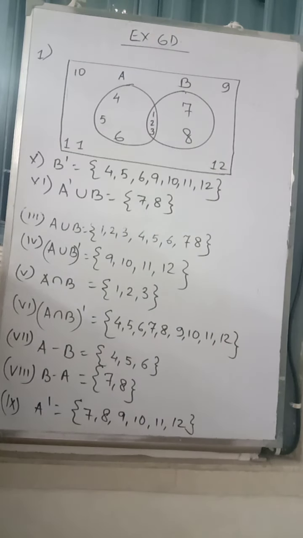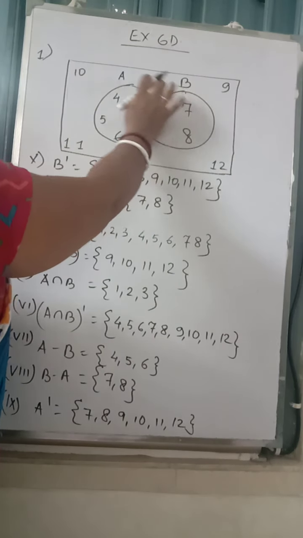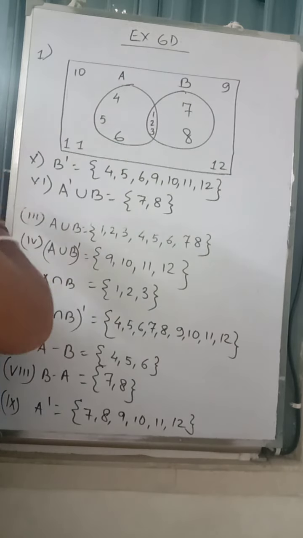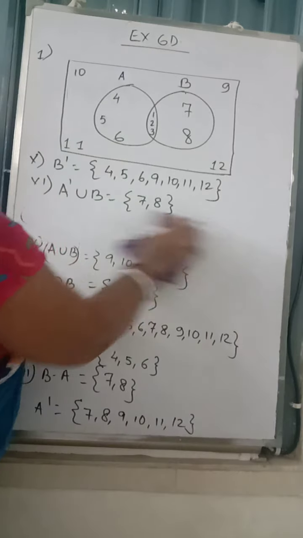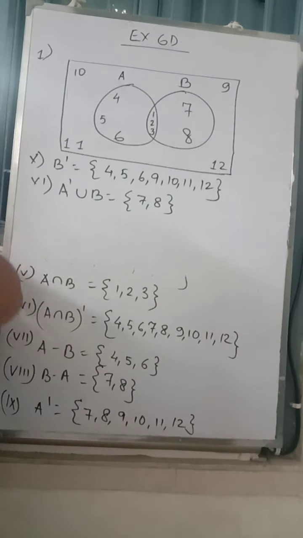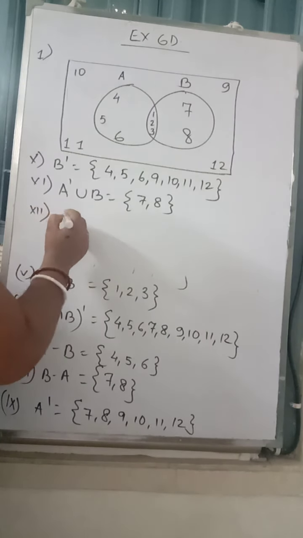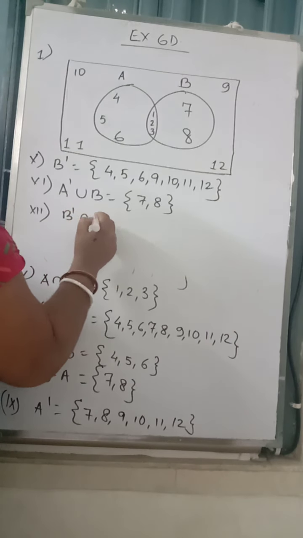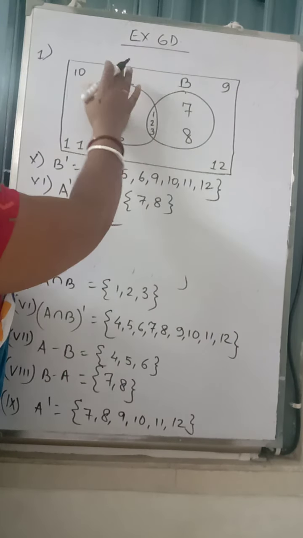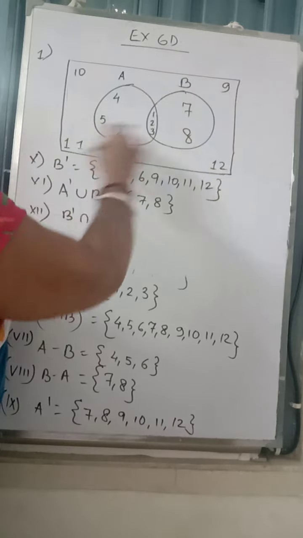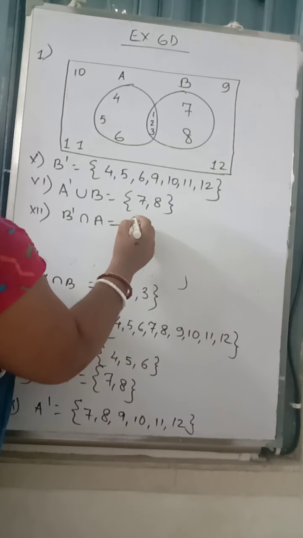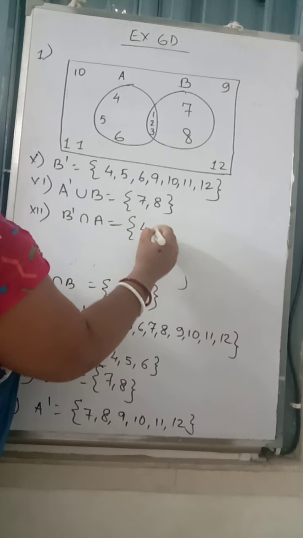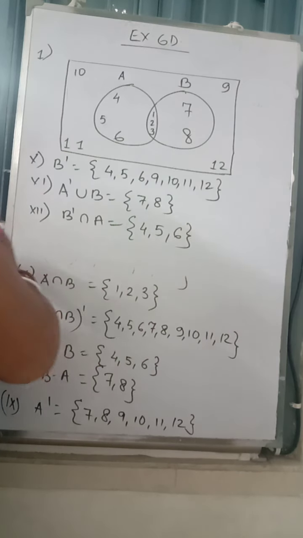B dash is 4, 5, 6 and 9, 10, 11, 12. Intersection A, so the members of A. That will be B dash intersection A, number 12. So B dash is the members of A and the leftover members of the set other than set A and B. Intersection A means the members of set A. So this will be B dash intersection A.